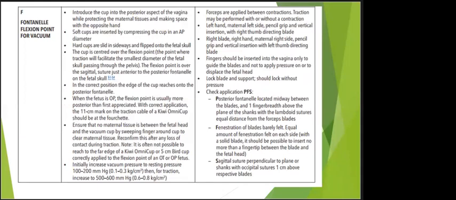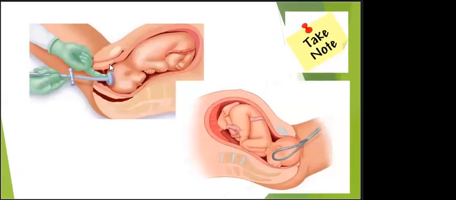The fontanelle, you should be able to identify the flexion point. With vacuum, you should ensure that there are no maternal tissues, no vaginal tissues entrapped in the cup, because when you pull it out, you will cause trauma to the vagina if it has been caught between the head and the cup. So there should be no maternal tissue. You sweep around the cup and check if there are maternal tissues attached or entrapped around the cup.